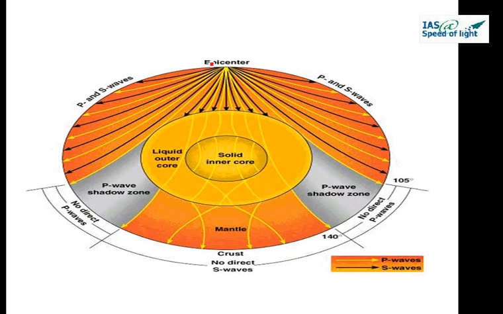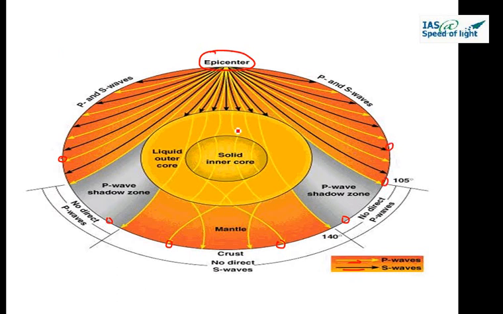Suppose this is the epicenter, and from this epicenter we will have P waves and S waves. You can see this S wave is the black arrow and this P wave is the yellow arrow. We will see now these black arrows are not able to pass. So this is the epicenter and these are all the observing centers. Different observing centers are there all around the earth.